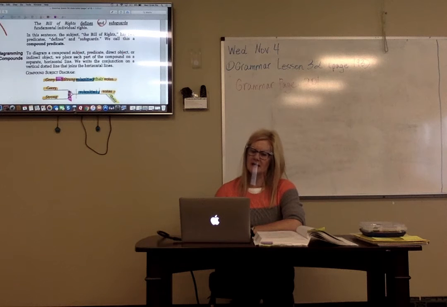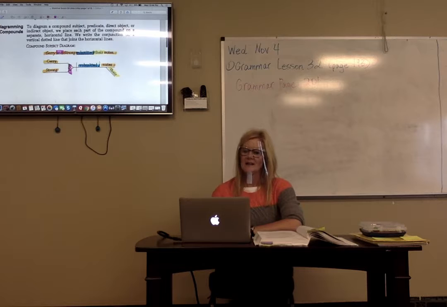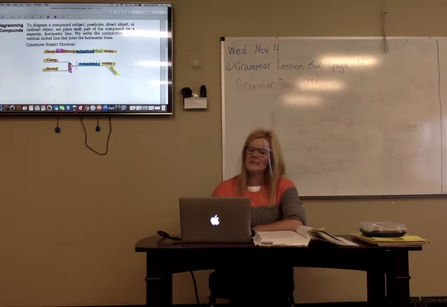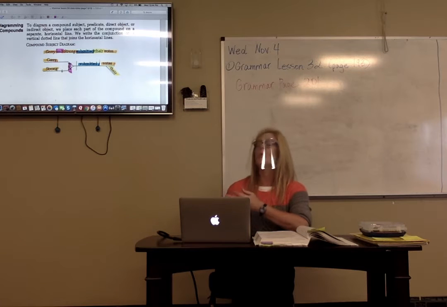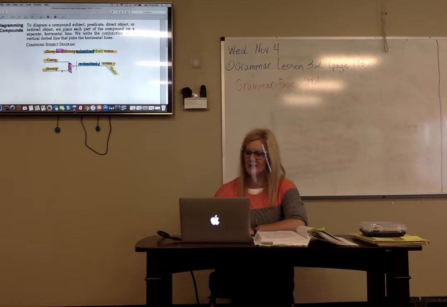All right, so we look down here, diagramming them. When we diagram a compound subject or a compound predicate or a compound adjective, there's a lot of these we're going to go through here in just a minute. It looks kind of like this little crayon thing. Doesn't this kind of look like a crayon right here?